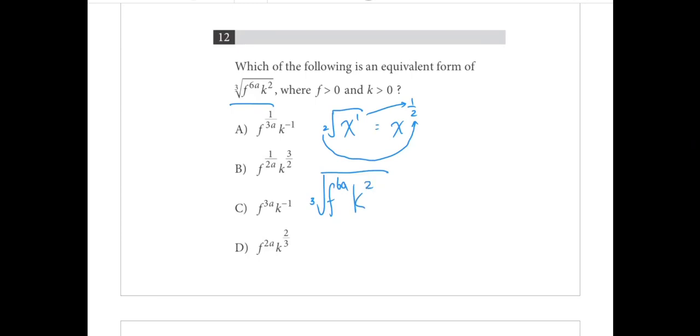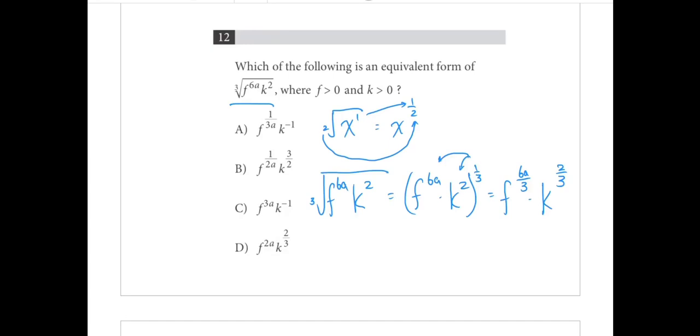So for this problem, when we copy it down, we'll have the cubic root of f to the 6a times k squared. And we're going to rewrite this as f to the 6a times k squared, and we're going to take that entire thing to the 1/3 power. Now, taking the lesson we just learned about a power to a power, that means we're going to multiply them, and we're going to remember to distribute that. So f to the 6a times 1/3, which will just be putting that 3 in the denominator, and then k squared times 1/3, which will again be putting that 3 in the denominator.